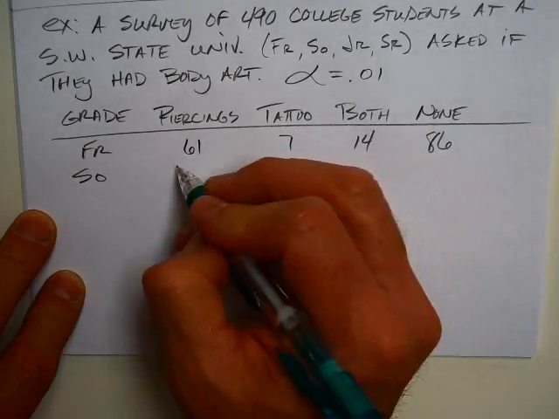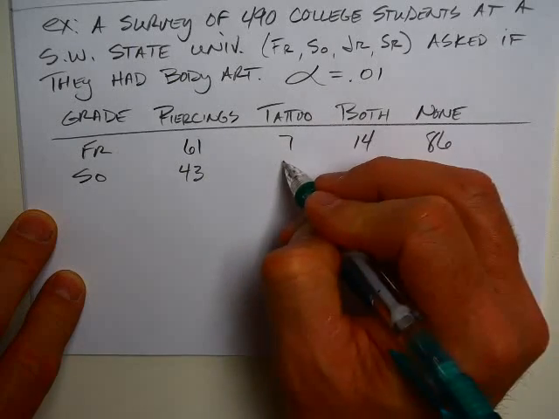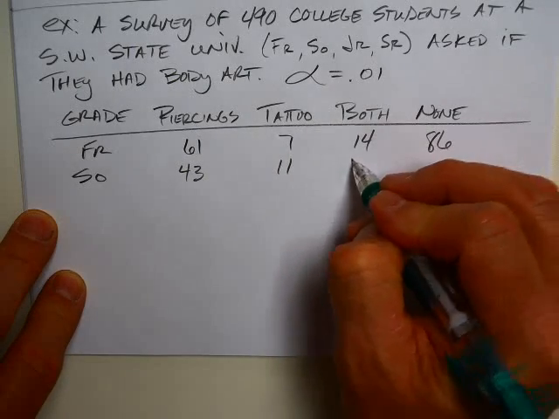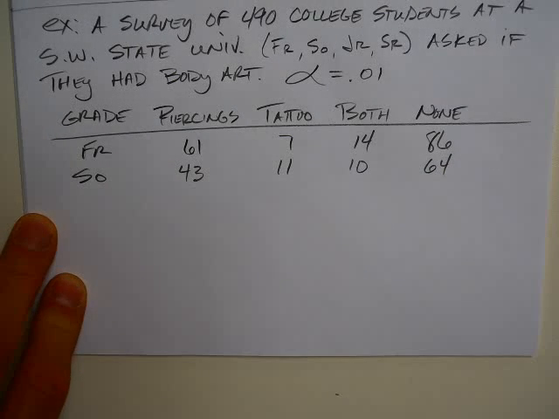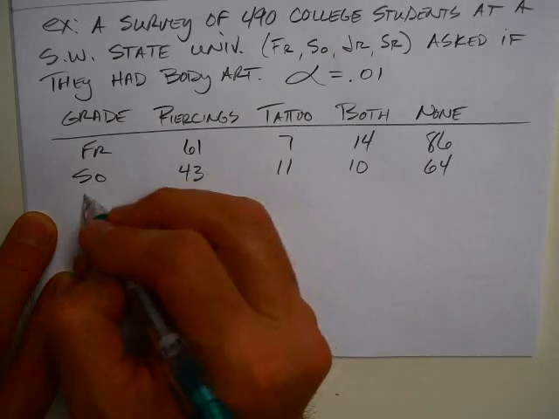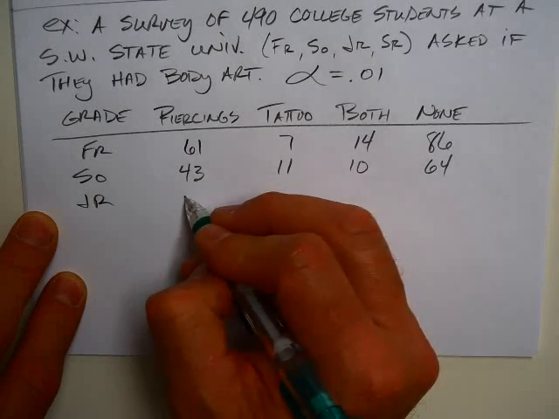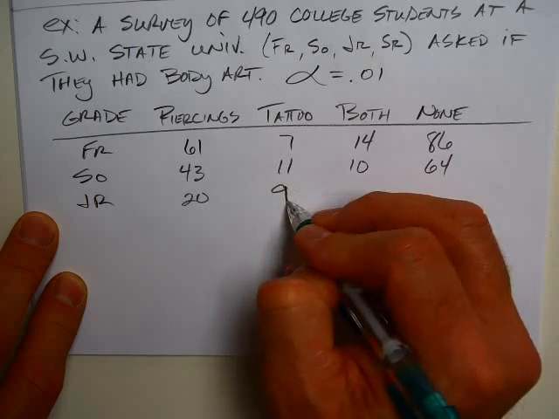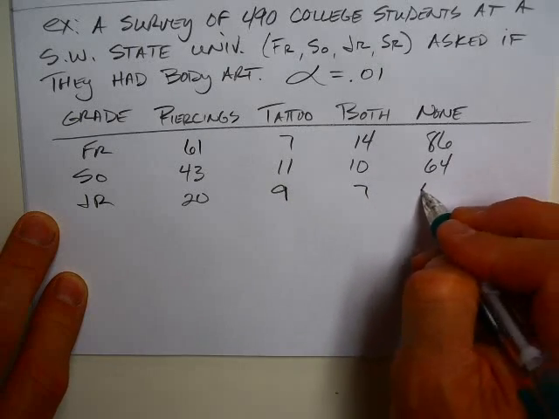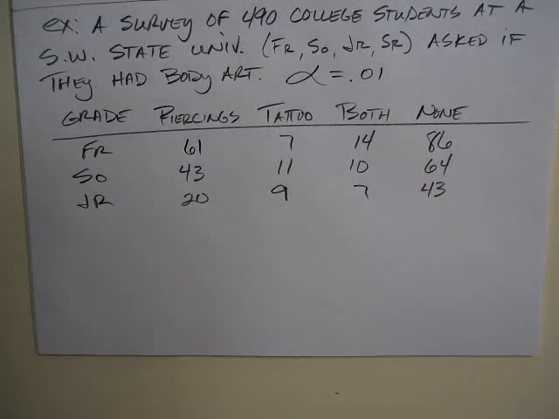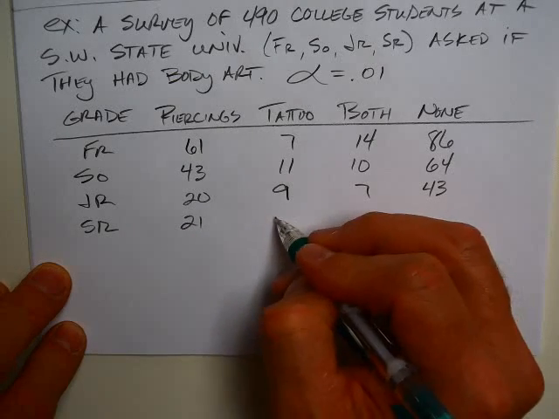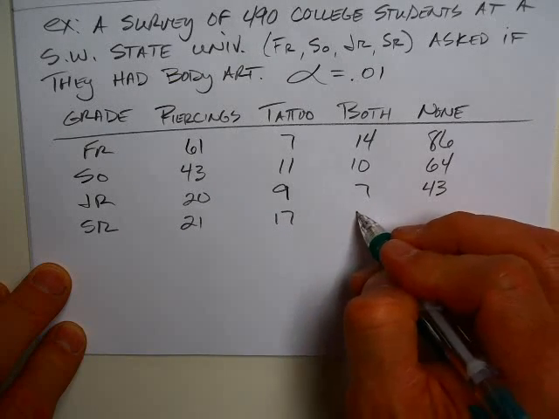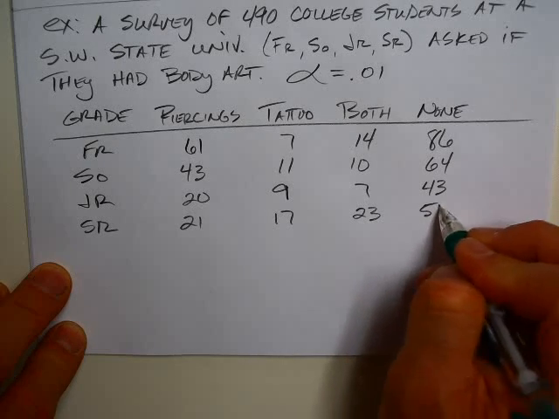All right, sophomore. 43 had piercings, 11 had tattoos, 10 had both, and 64 had none. Junior, 20, 9, 7, and 43. And senior, 21, 17, 23, and 54.